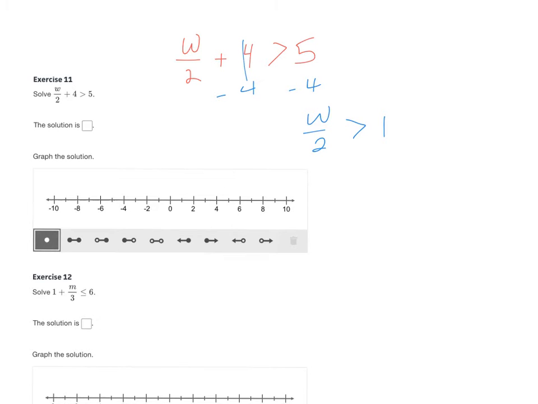Now we're going to do the inverse of dividing by 2. The inverse of dividing by 2 is multiplying by 2. We get w is greater than 2. So at 2, we would have an open circle going to the right.